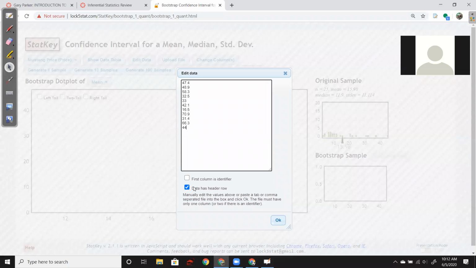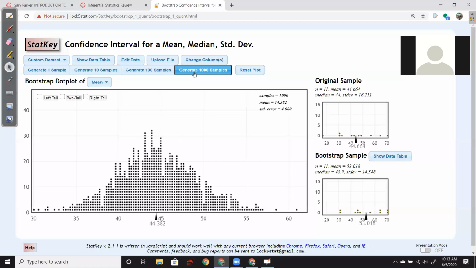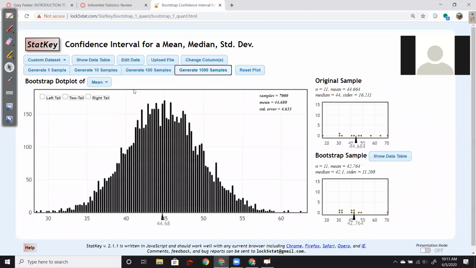I don't have a header column or header row at the top, so uncheck that. And so here's my sample. Mean is 44.664. Standard deviation of the sample is 16.211. We'll have to modify that in a minute, but in StatKey, I could just say, hey, generate thousands of similar samples. So I've got 7,000.